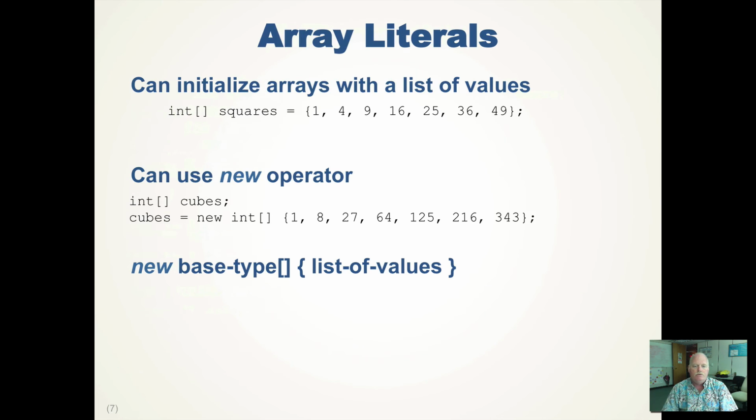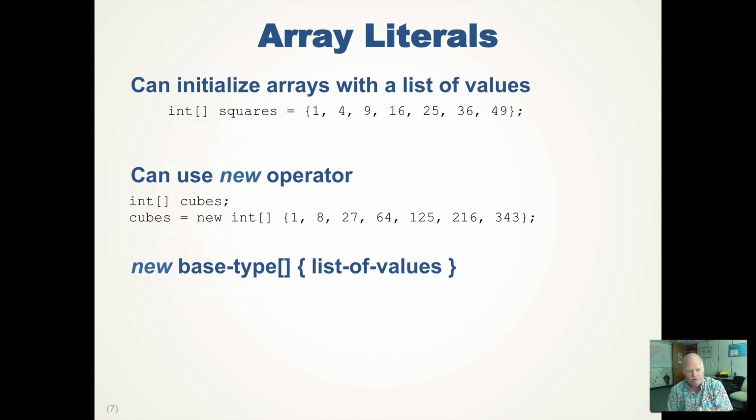And the last thing we want to talk about is the idea of array literals. So we can initialize arrays with a list of values. That's the array literal. In the first example, we have an array of ints called squares, and it is initialized to the squares of 1, 2, 3, 4, 5, 6, and 7. Now we can also use an array literal if we use the new operator. The first one you can only do when you declare the array.